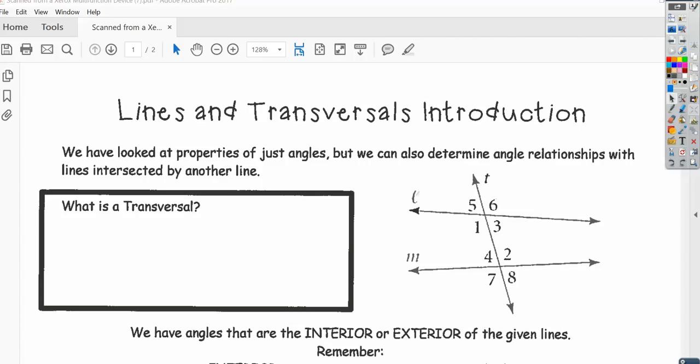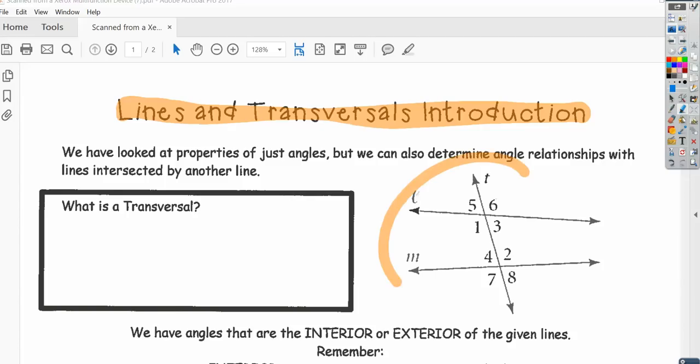Today we're going to start talking about the different relationships lines have with what's called a transversal. So I'm going to go ahead and highlight my title. You want to make sure you have this piece of paper in front of you, that way you can easily follow along. So we've been looking a lot at properties of just angles, but we also have to determine angle relationships when lines are intersected by another line.